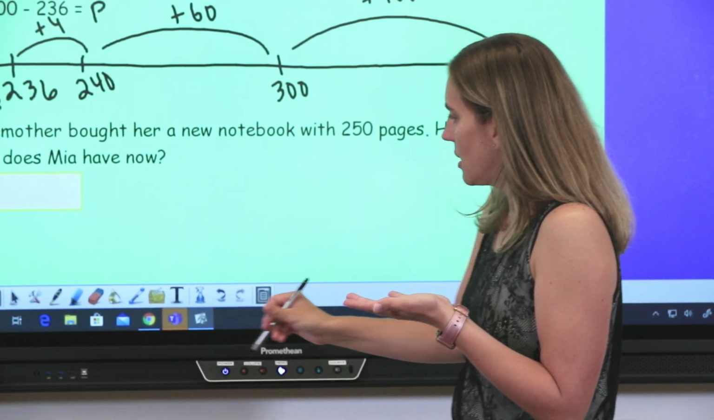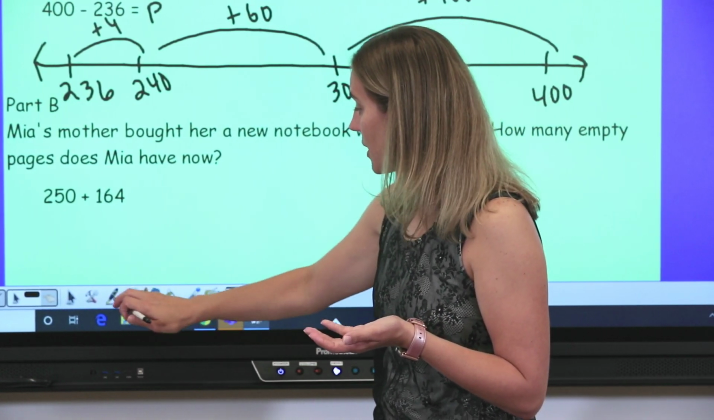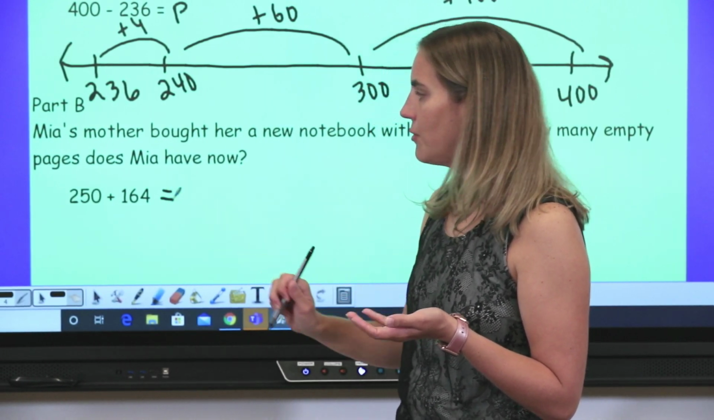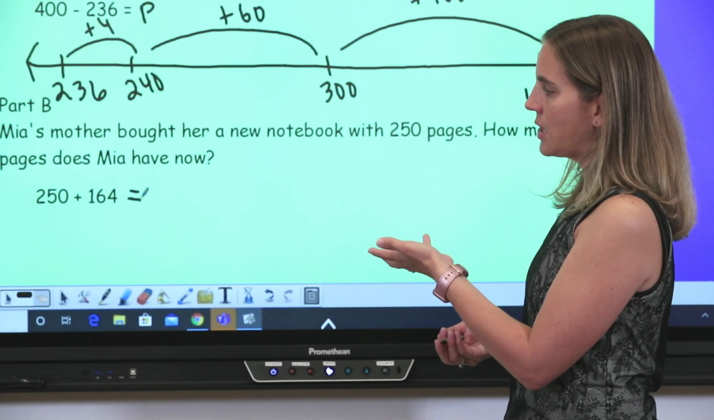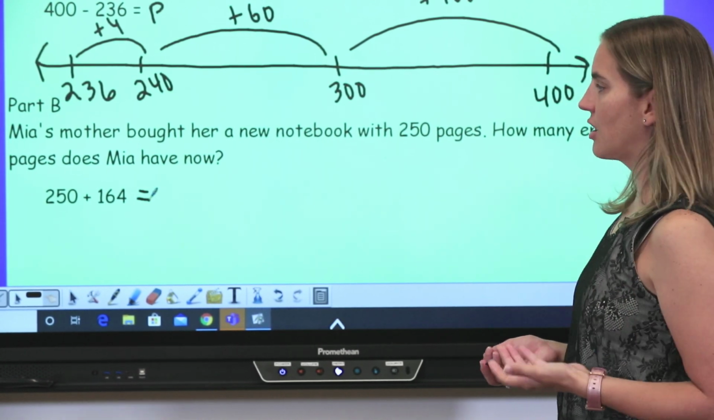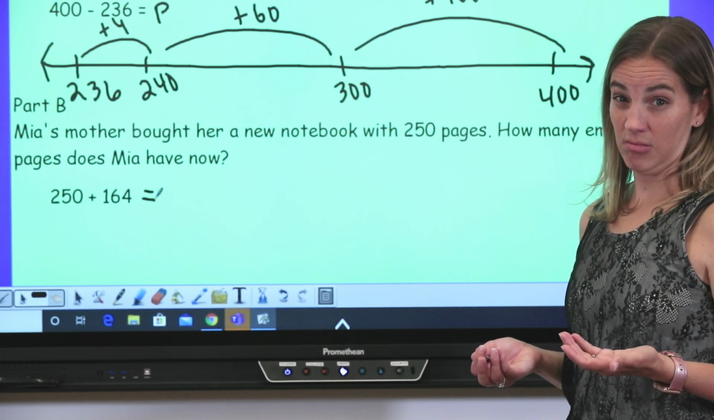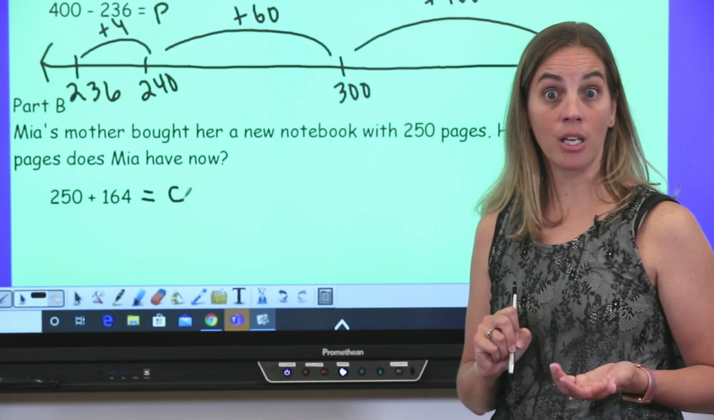So were you thinking that this is an addition problem? I hope that you were. I'm wondering if you used a variable. If not, let's do that now. So 250 clean pages plus 164 clean pages is going to give me what? More clean pages, right? I'm going to use C for clean pages.